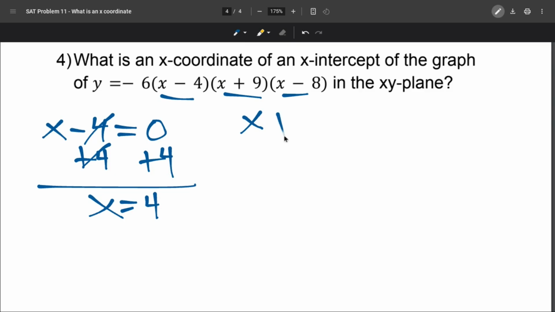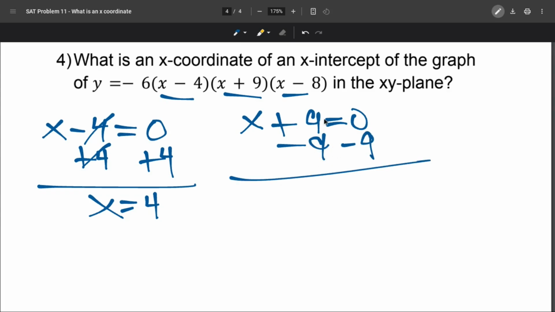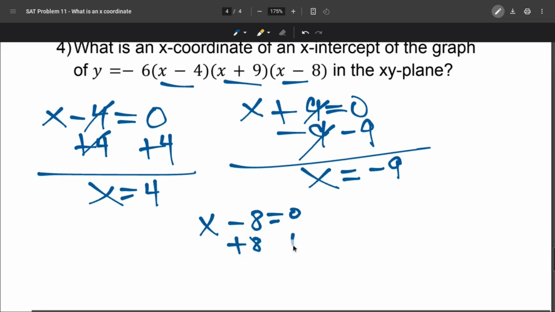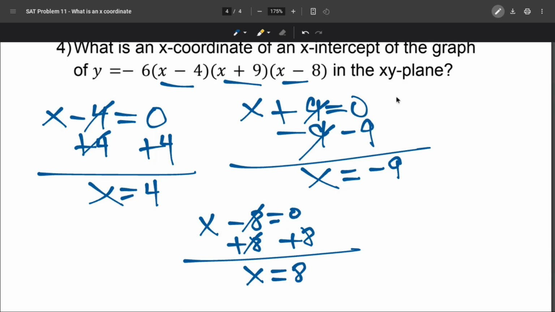X plus 9. Set that equal to 0. Subtract 9 from both sides. X equals negative 9. X minus 8 equals 0. It's a small 0 there, but add 8 to both sides. X equals 8. Okay. And again, they're asking for only one of these, but that's how you find your solutions. Find where this graph will intercept the x-axis.